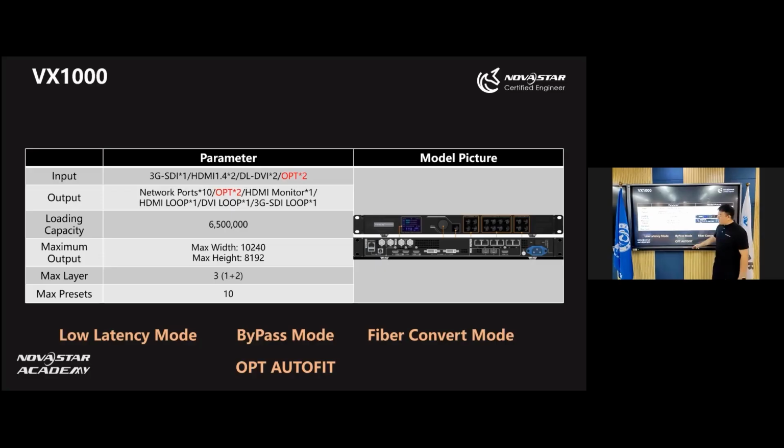VX1000. So if you check this interface, basically they have some common features with the VX6S. The only difference is the loading capacity is much bigger than 600. It has 10 output ports, support 6.5 million pixels. And the other features are basically the same as the 600. So it just depends on the screen resolution. If we have a much bigger one, we can choose a VX1000. If it's not that big, we can choose a VX600.